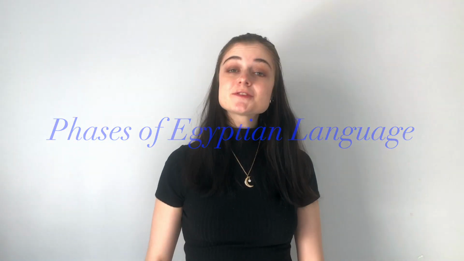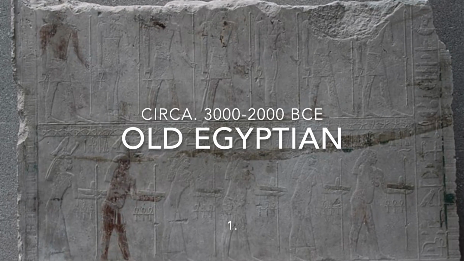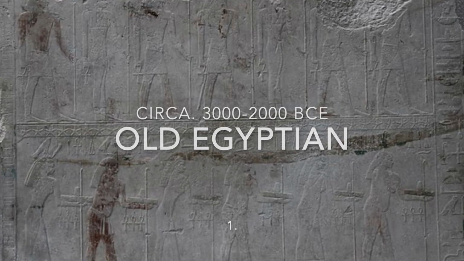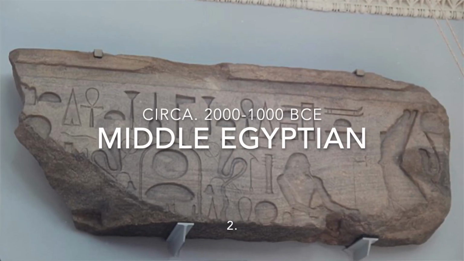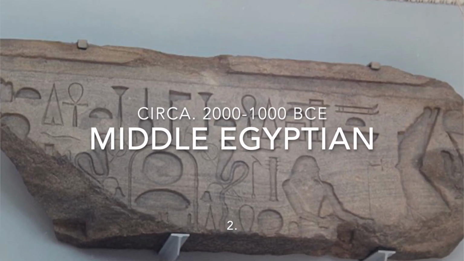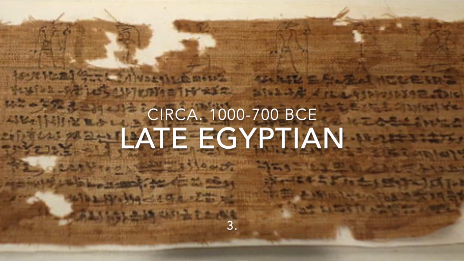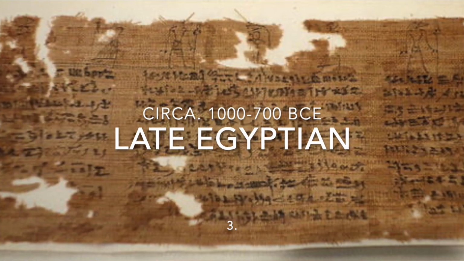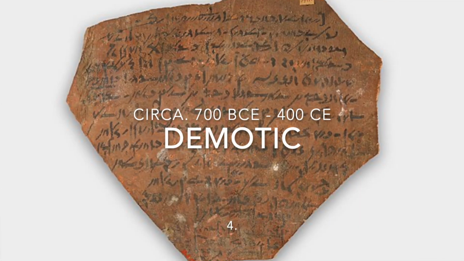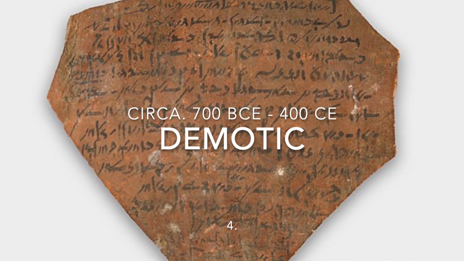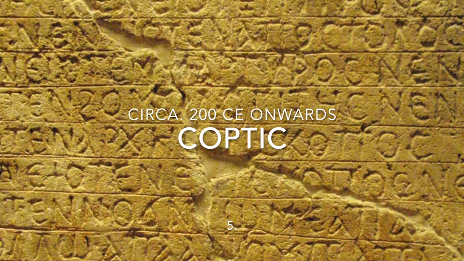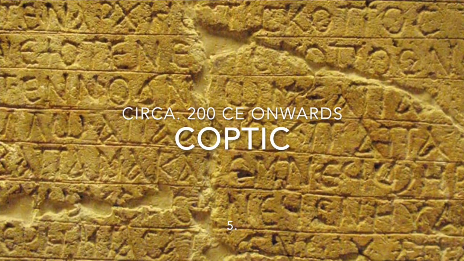So let's go through the different phases. First, we have Old Egyptian, and obviously this is from the earliest period of Egyptian history. We then have Middle Egyptian, and that's what we're going to be focusing on today. Following this, we have Late Egyptian, then we have Demotic, and finally we have Coptic, and this is when we have the influences from the Greco-Macedonians coming over to Egypt.